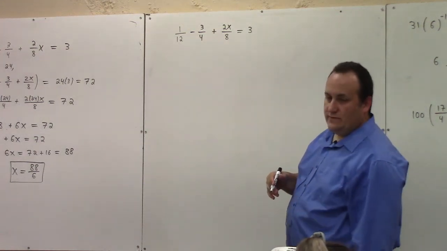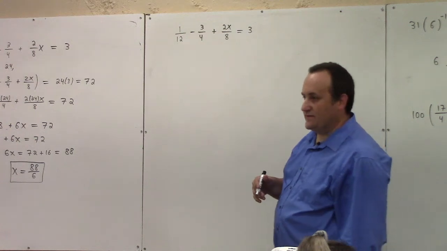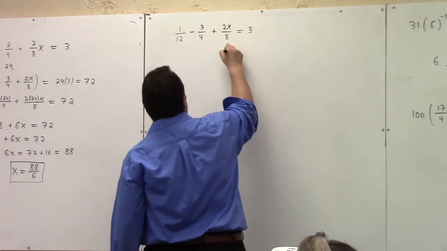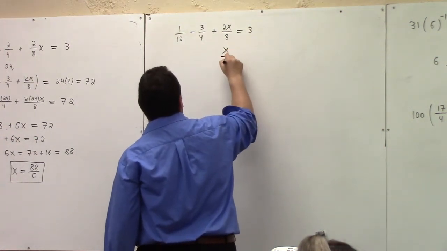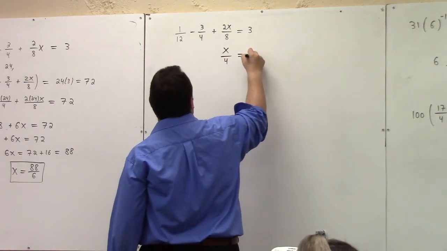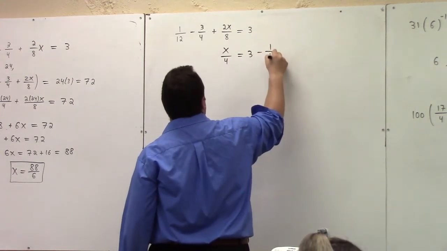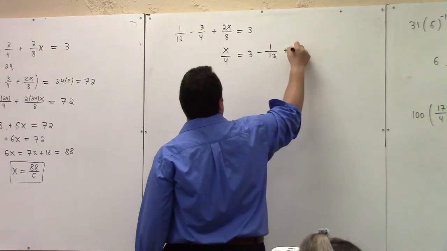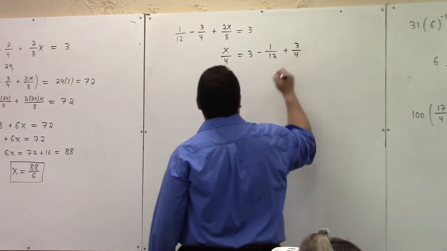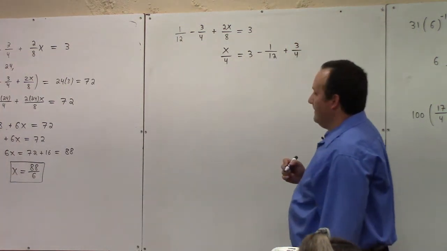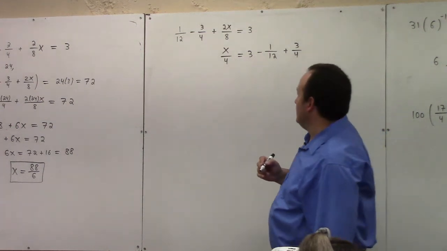So the 2x over 8 simplifies to what? That's x over 4, right? So 3 minus 1/12 plus 3/4, right? So that says that x equals to what?